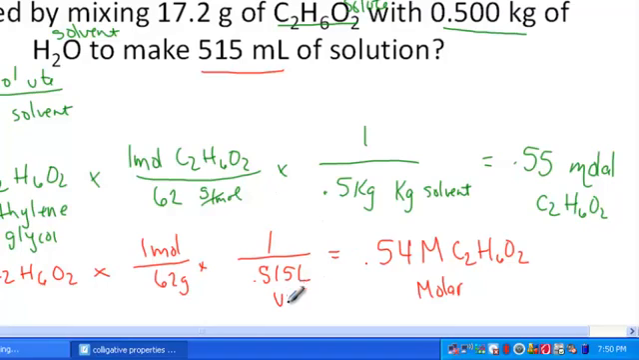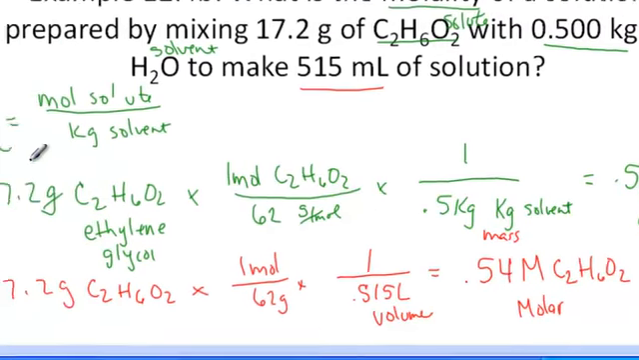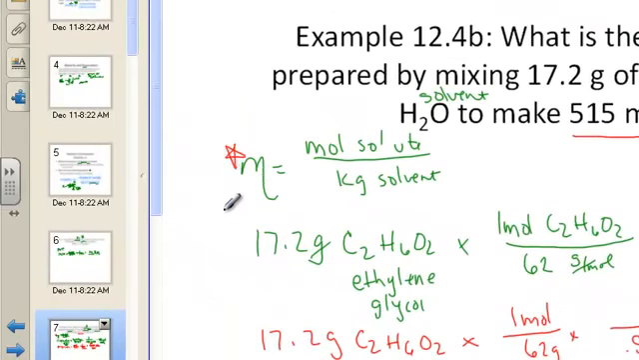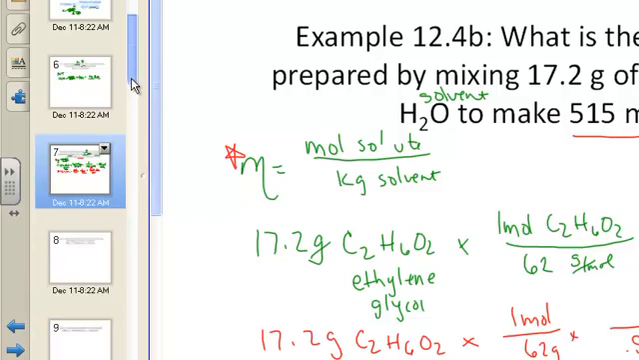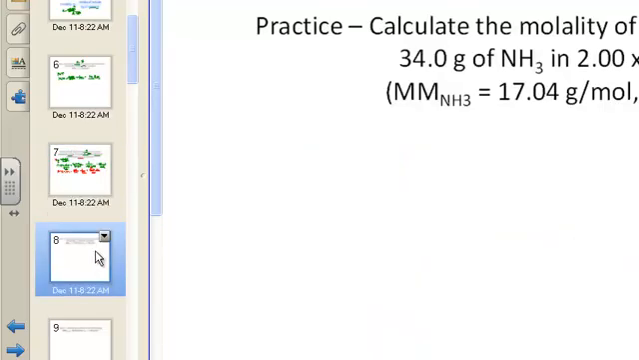So we have volume of solution for molarity. We have mass of the solvent in molality. This molality unit is being introduced for a very specific reason. When we take our next step with colligative properties, that's the very unit that plays a role in determining how much the boiling point changes or how much the freezing point changes just by adding a little salt into the water. Let's try another one.